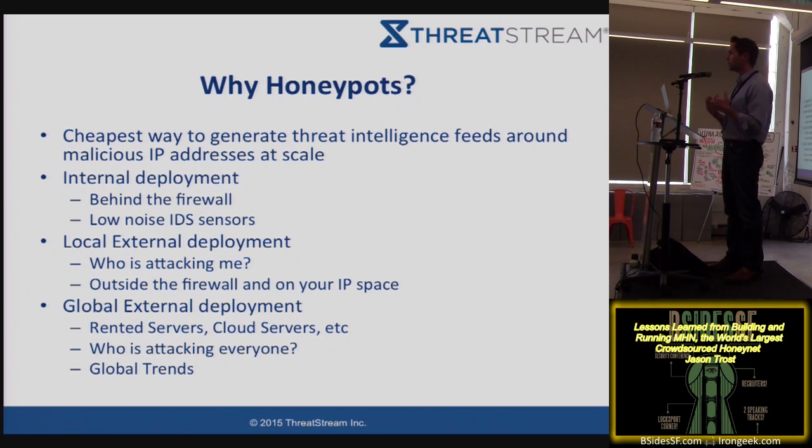We have a company that we've worked with that has deployed about 50 honeypots on their internal network, and they said they actually get 2 to 3 events per month, which is really, really low, but the events are all high quality. When they get an event, they act on them. Local external deployment, so this is deploying honeypots on your IP space but outside your firewall. So this is good for answering questions like, who's attacking me? You're going to get some noise with this, so you're not going to want to respond to every event, but it's useful data, especially if you combine it with the third type of data, which is global external deployment.